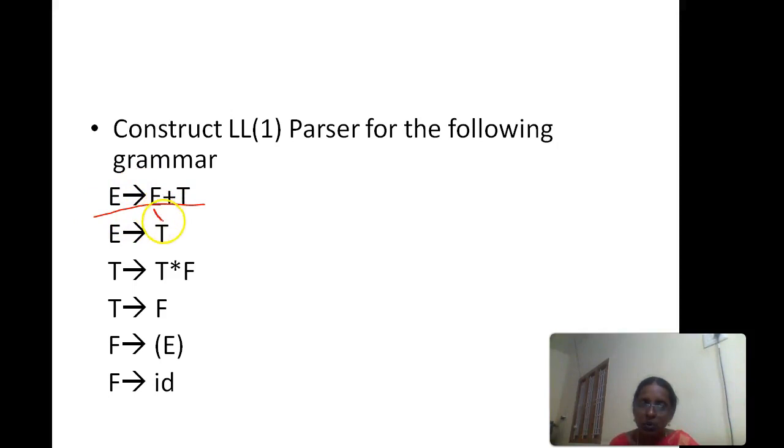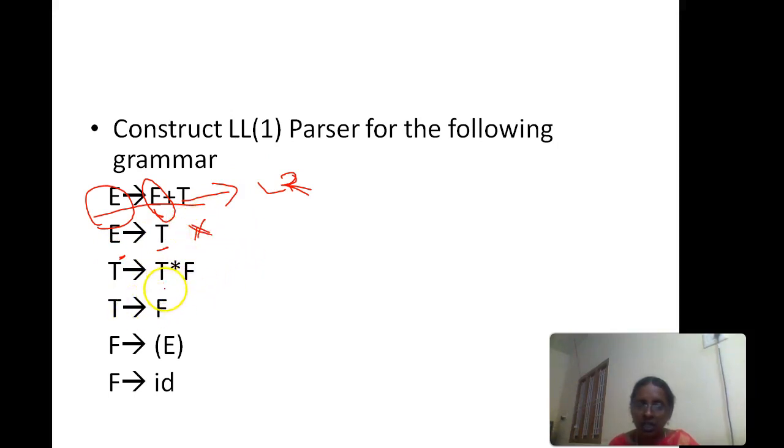So here the leftmost symbol of the body of the production is E, and this is the same as the head of the production. So this is a left recursive production. So the first production is said to be left recursive. And in the second one, here it is T, here it is E. It is not equal, so this is not a left recursive production.